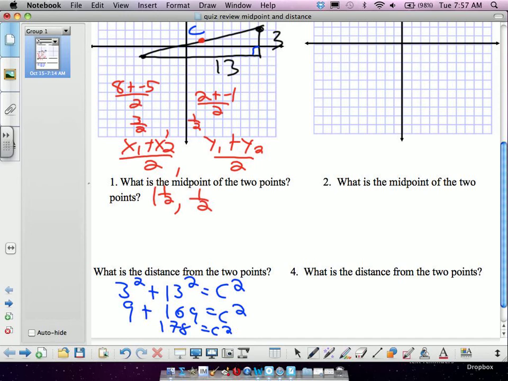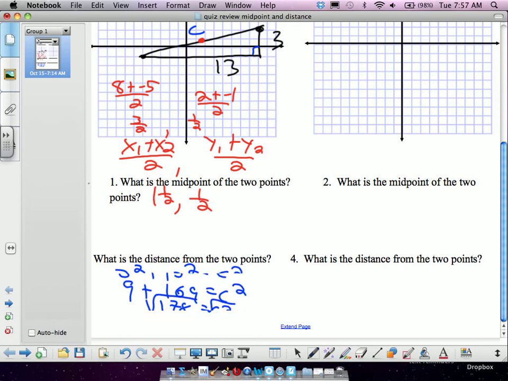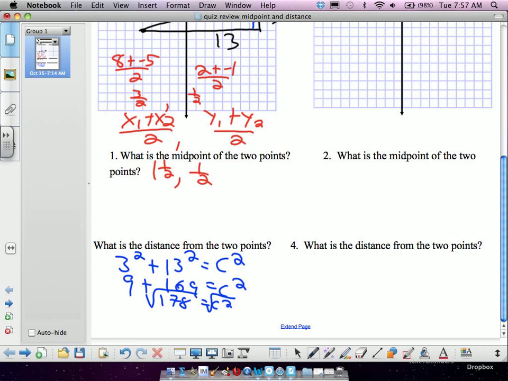And then I take the square root of both sides. And the square root of 178 is 13.34. I'll just leave it like that. Is approximately, right? Okay, if you left it as 13.3, that would also be fine. Okay. All right.